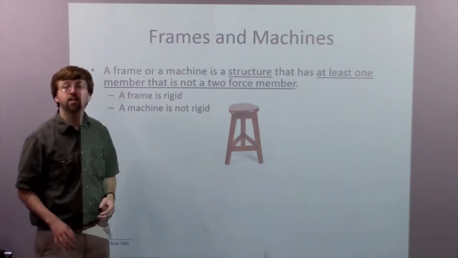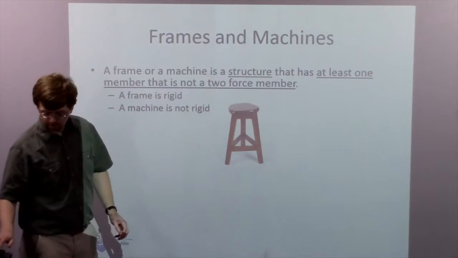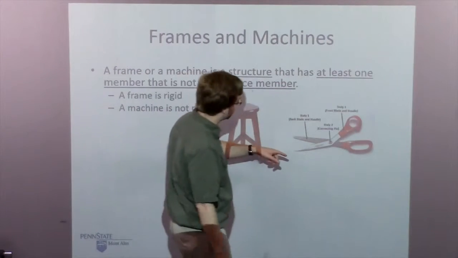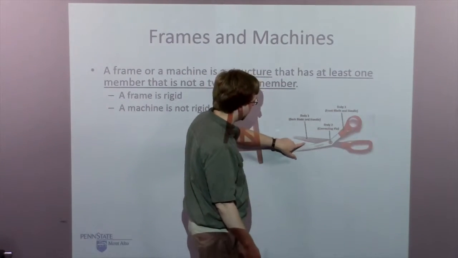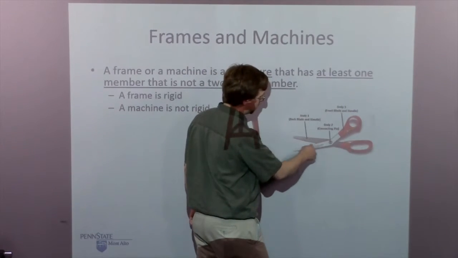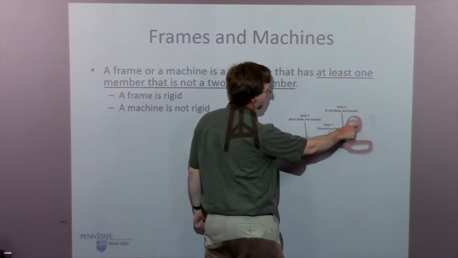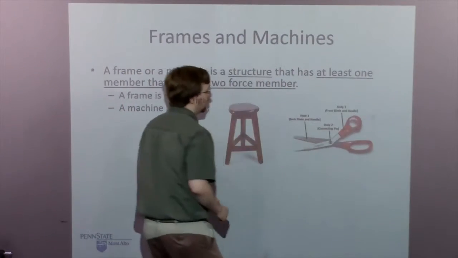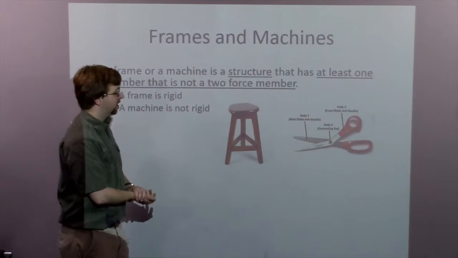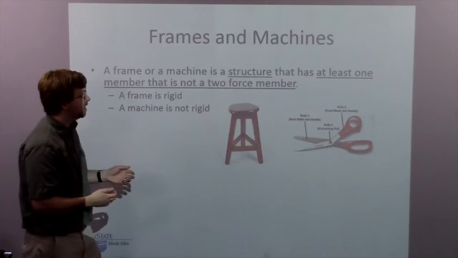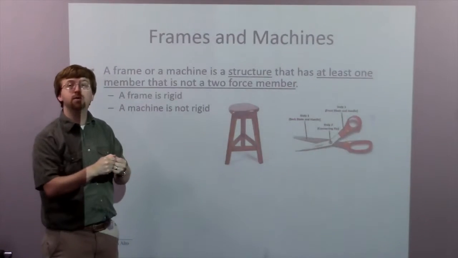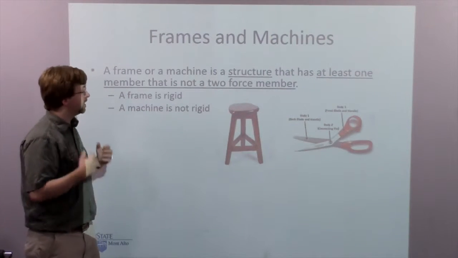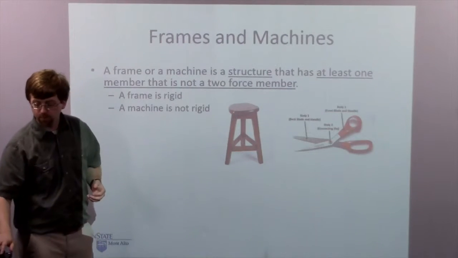A machine, on the other hand, is not going to be rigid. This pair of scissors over here is an example of a machine. If I'm cutting something, I imagine something in here, I would have a force right here, a force at the pin in the middle, and my hand would be exerting a force over there. This blade here is not a two-force member, therefore it's either a frame or a machine. And since the two halves of the scissors can move independently, it's not rigid as a whole. That means that it is a machine and not a frame.